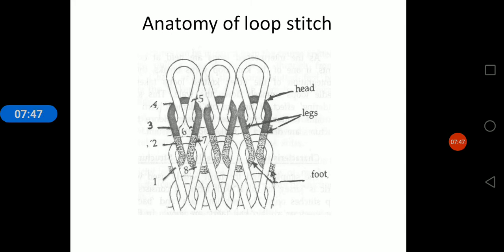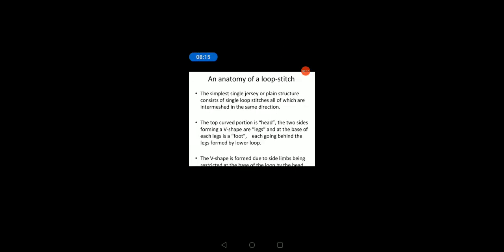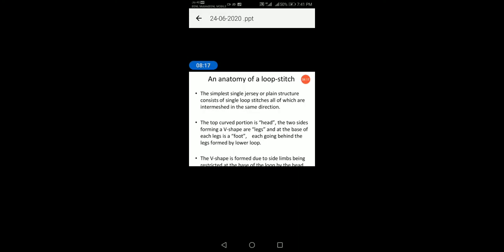Stepwise, the first line is totally face, the second line is totally back, the third line is totally face, and the fourth line is totally back. This way the anatomy of the loop stitch is formed, and single loop stitches are intermeshed in the same direction only. There are no different directions, only the same direction. This is the representation of the loops. Thank you.